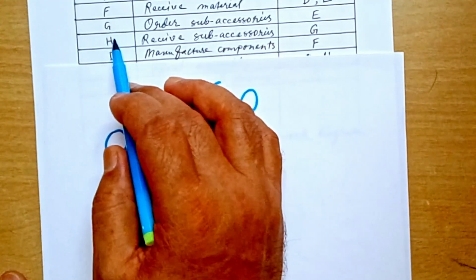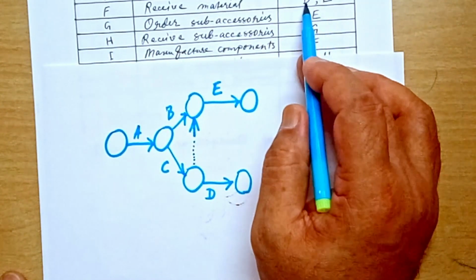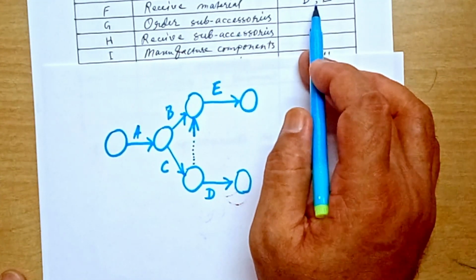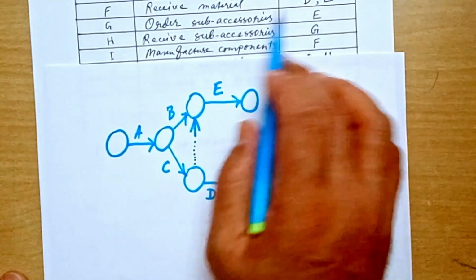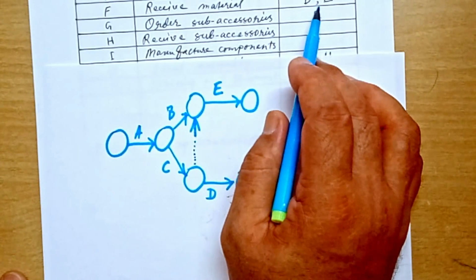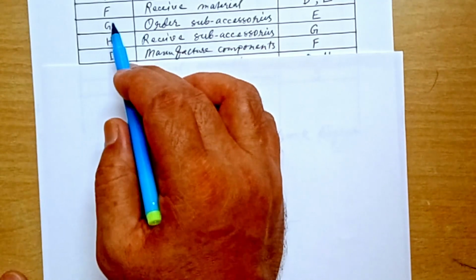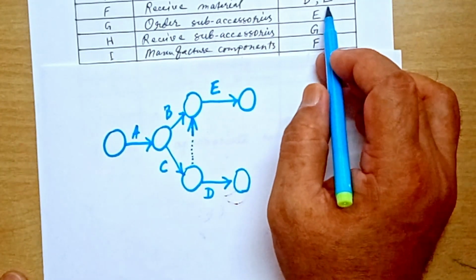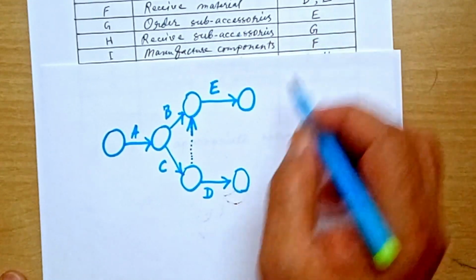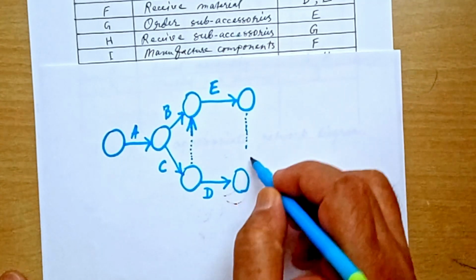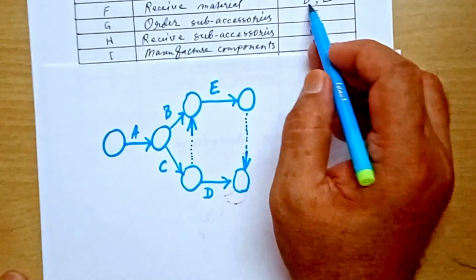Here again you see F and G. In the case of F and G, they have common predecessor E and uncommon predecessor D. That means here again you need a dummy activity, and it will start from the common predecessor and end on the uncommon predecessor. So the dummy activity will start from common predecessor E and end with uncommon predecessor D.